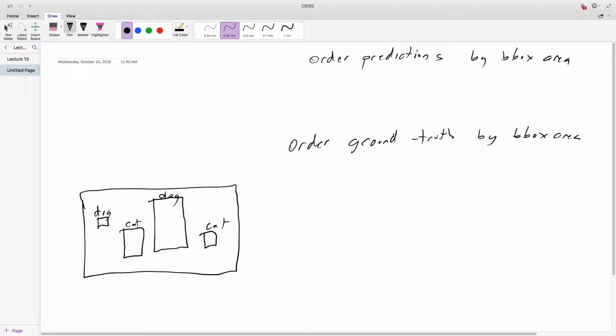But what would we map these to? We would map this dog to this dog, which is great. And then this is the second largest one, we'd map this cat to the other dog. And we'd map this cat to one of these cats, I don't remember whichever one's bigger, and we map this dog to the remaining cat.